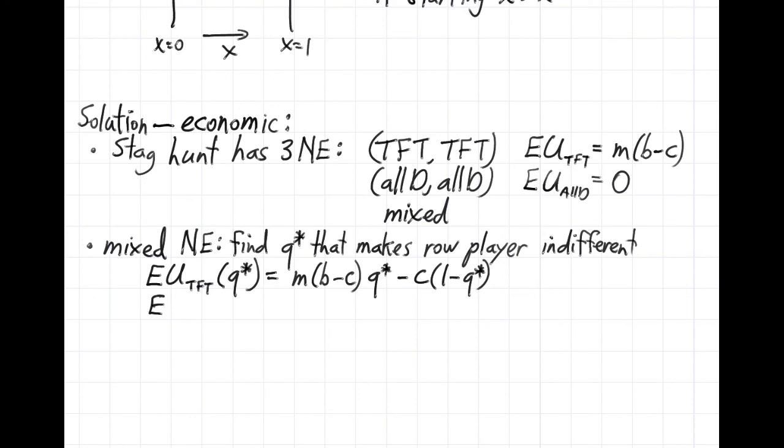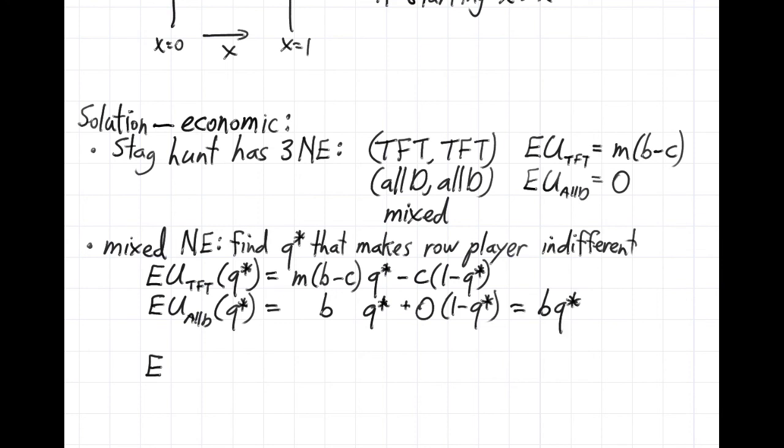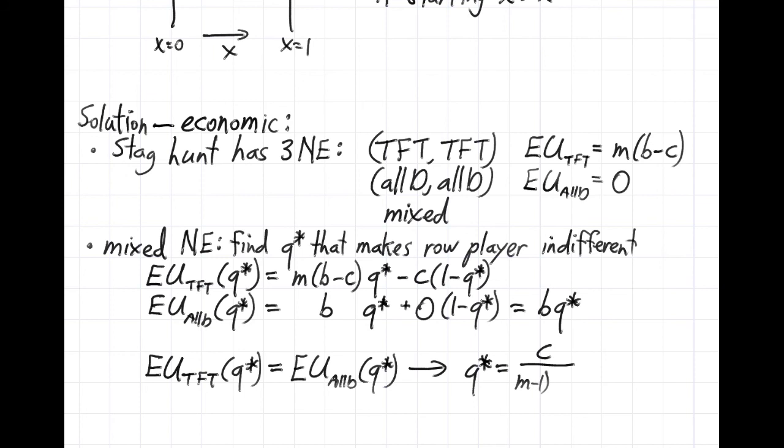The row player is going to be indifferent, so that should be the same as the expected utility of playing the bottom row. And in the bottom row, they either get B with a chance Q star or 0 with a chance of 1 minus Q star. So of course that's just B times Q star. So from that, the indifference condition is the expected utility for playing the top row becomes equal to the expected utility of playing the bottom row, which if we do the math for that, we will find, and you should try this and make sure it makes sense to you, that Q star equals C divided by (M minus 1) times (B minus C). And of course, that's also equal to P star. And that's just because we're looking at a symmetric game.